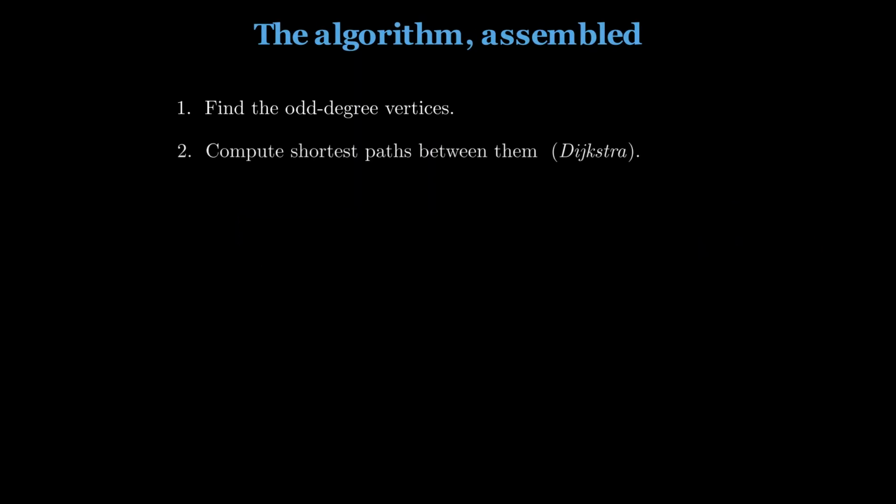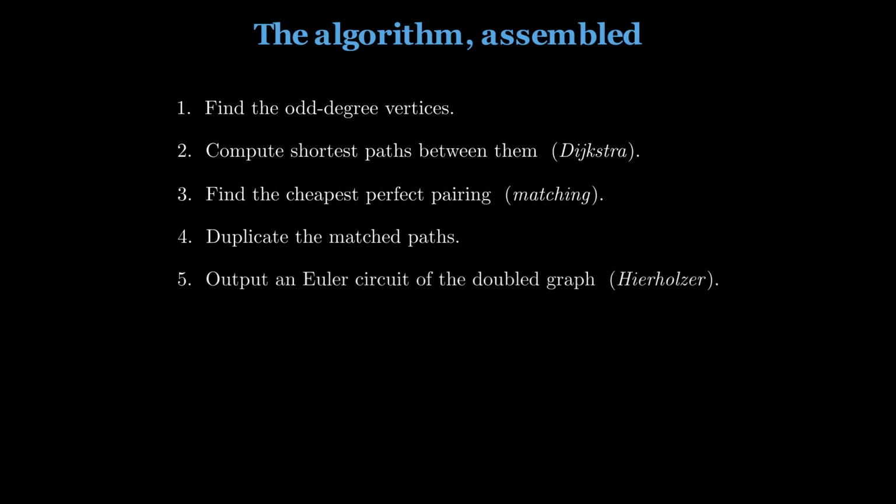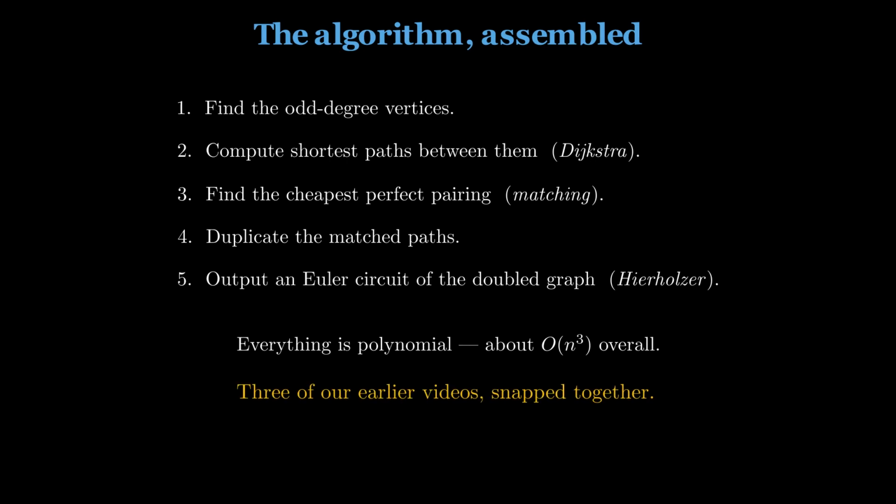Here is the complete algorithm. Find the odd degree vertices. Compute shortest paths between them with Dijkstra. Find the cheapest perfect pairing with matching. Duplicate the matched paths. And output an Euler circuit of the doubled graph with Hierholzer's algorithm. Every step runs in polynomial time, about n cubed overall. 3 of our earlier videos snapped together.